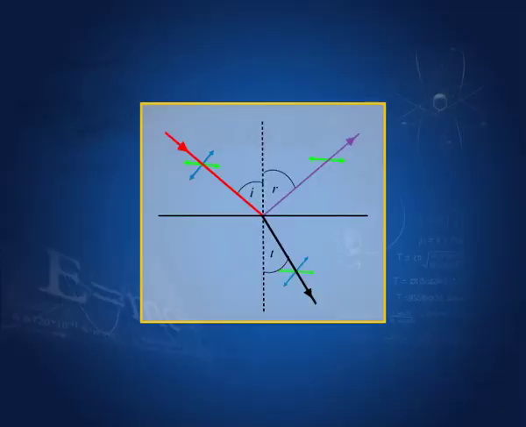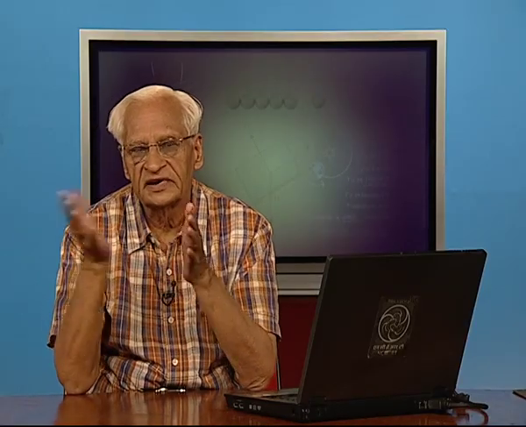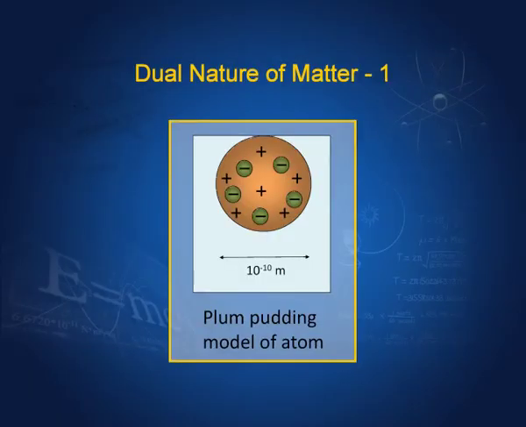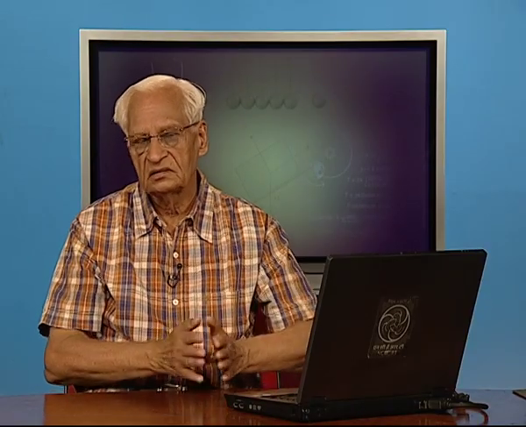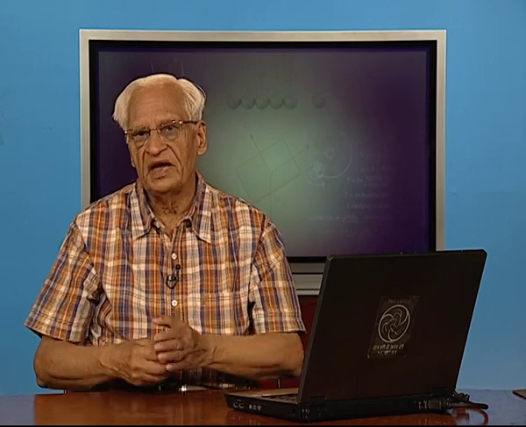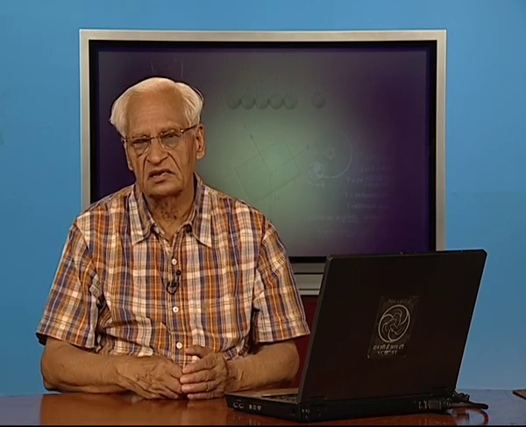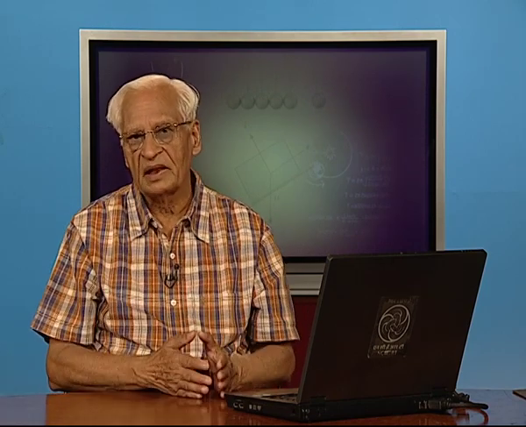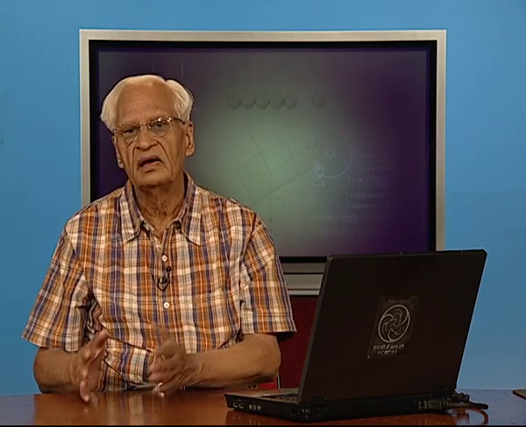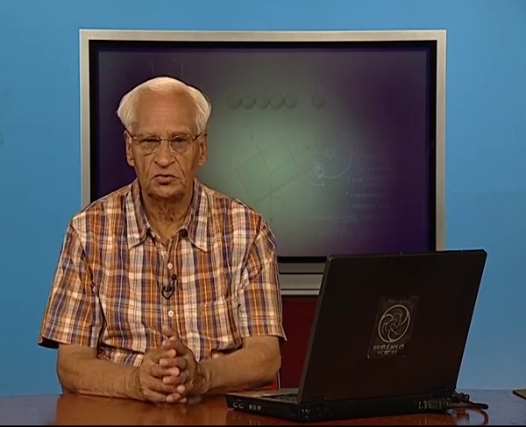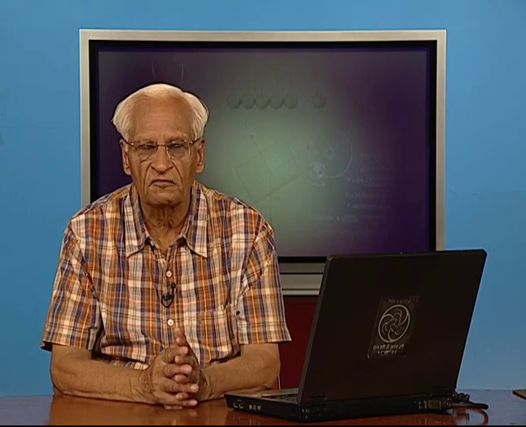Now, from this lecture on, we shall, for the next several lectures, be considering the dual nature of matter. Let me summarize what we are going to do. Dual nature means that waves, like light for example, can behave like particles, and particles like electrons or neutrons can behave like waves at times in certain situations. This is the dual nature of matter.